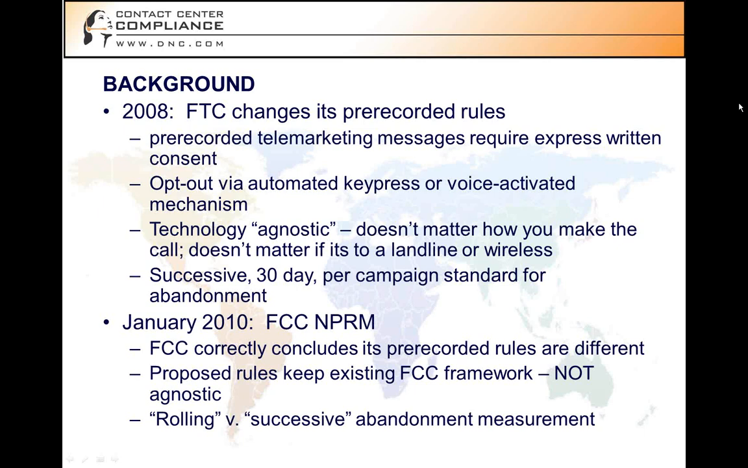The last point is that the FTC decided to move away from its per day, per campaign standard, which was a good thing, and it went with a successive 30-day per campaign standard for measuring call abandonment. And by successive, I mean it's not on a rolling basis, just every 30 days from the get-go, from the start day of your campaign, you stop, you measure your abandonment rate for that 30-day period, and then you restart the clock at day one again.